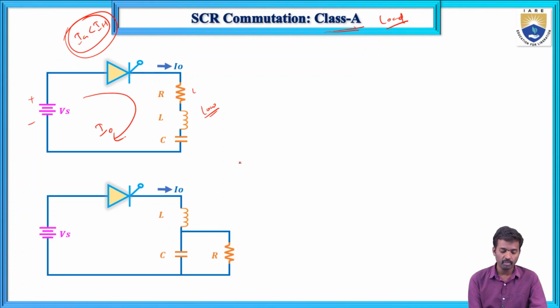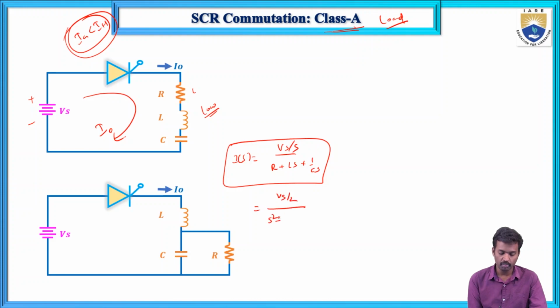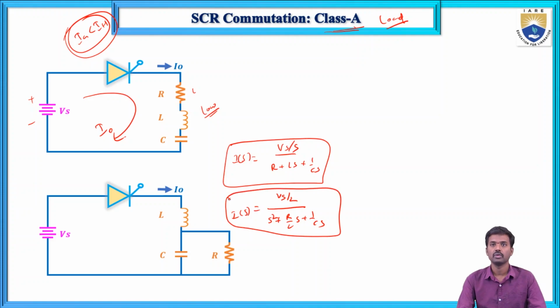Now if you apply the Laplace transform, I of S equals V of S divided by R plus L into S plus 1 by CS. So this is the equation. Now, what will happen? V of S by S, V of S by L, divided by S square plus R by L into S plus 1 by LC. This is the current response.